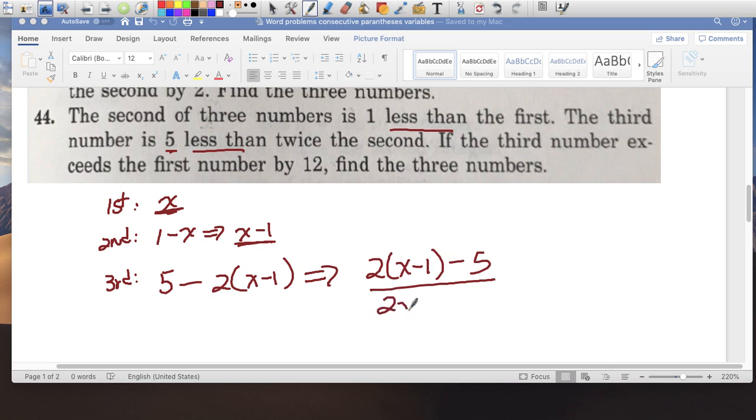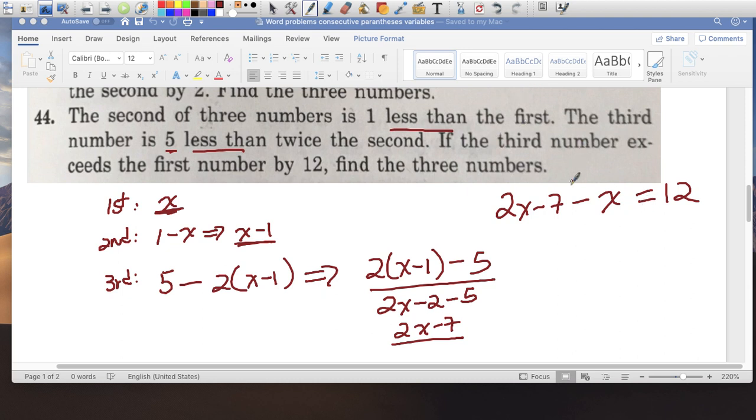So this is going to become 2x minus 2 minus 5, and that becomes 2x minus 7. So my third number is going to be represented by the expression 2x minus 7. Now we can go and do our equation. The third number exceeds the first by 12. If the third number, which is 2x minus 7, subtracted by the first number equals 12. That's what it says. The third number exceeds. The third number is bigger than the first by 12.